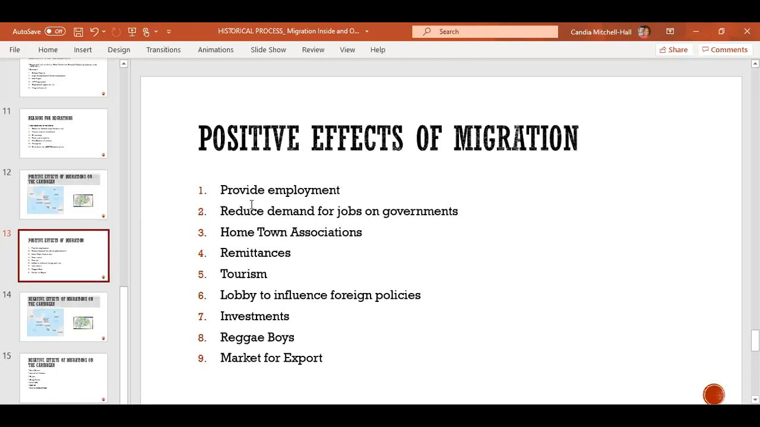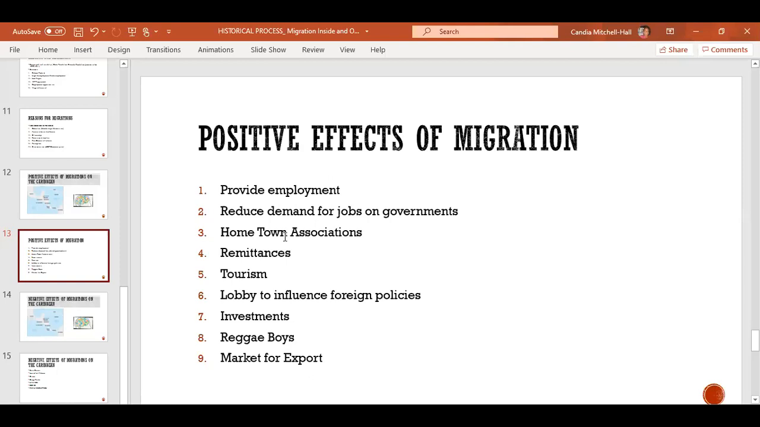Another thing is something that we call hometown associations. Now, hometown associations are groups in the United States or abroad formed by immigrants overseas. So for example, I am from Jamaica, I move abroad, and a group of Jamaicans in maybe Philadelphia form a group that is called the Philadelphia Association of Jamaica, right?